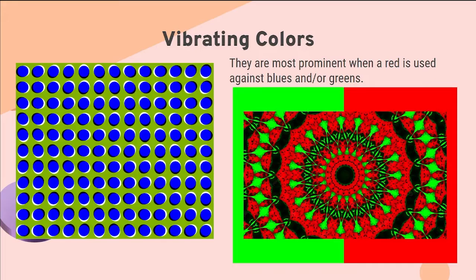Next, vibrating colors are most prominent when a red is used against blues and or greens. As you can see, the colors merge together, creating this psychedelic look. Very often, this very bright green and very bright red are associated with good and bad.